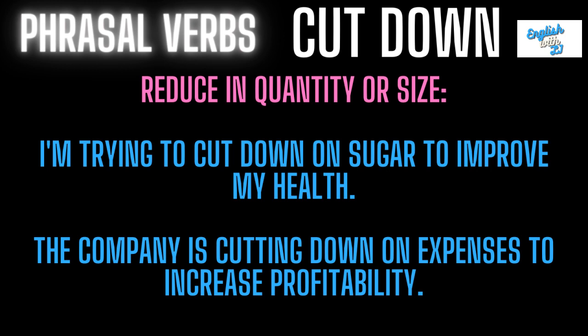Maybe they need to cut down on the amount of employees that they have. So they get rid of some. So they have 10, now they have 8. They've reduced the quantity of employees. They've cut down on the employees. They've cut down on the expenses.